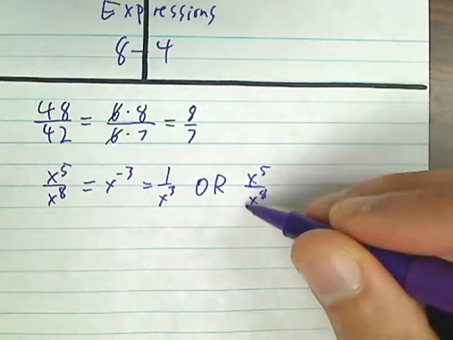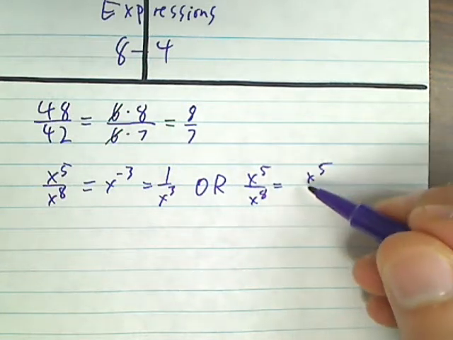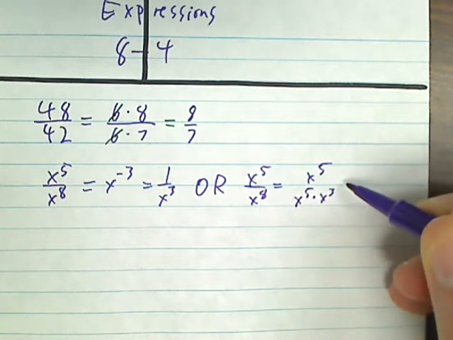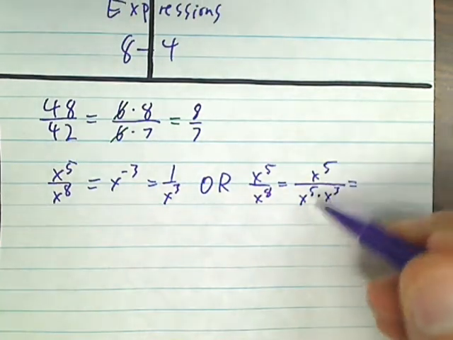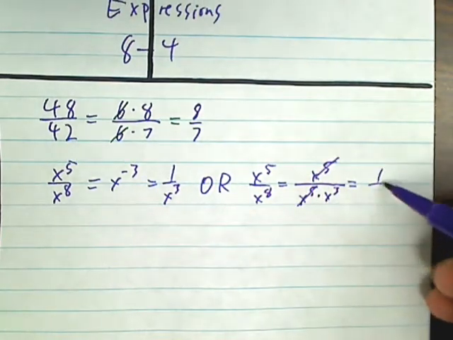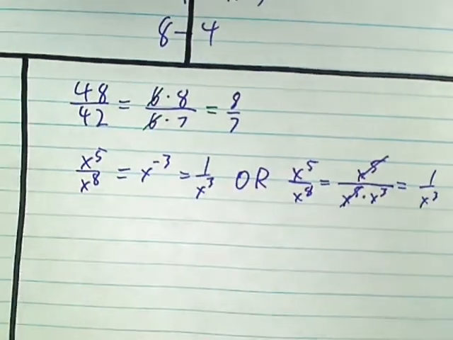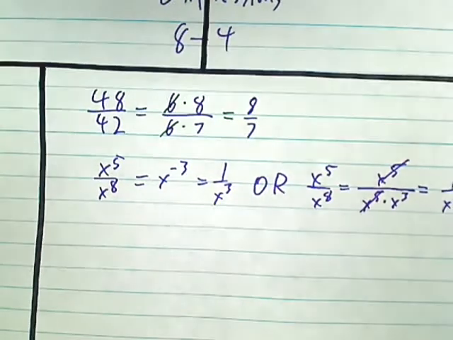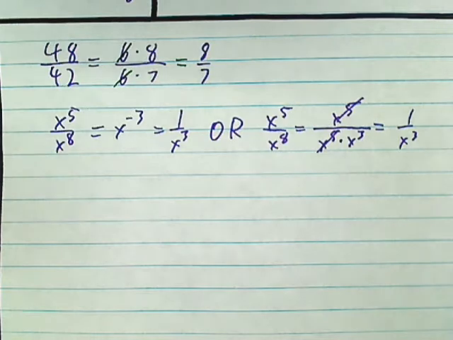So let's write x to the 8th power as a factor that'll cancel that out. It'll be x to the 5th times x to the 3rd. Then the x to the 5ths will cancel out, giving me 1 over x to the 3rd. So you can cancel stuff out as long as they are factors separated by multiplication. Goodness.